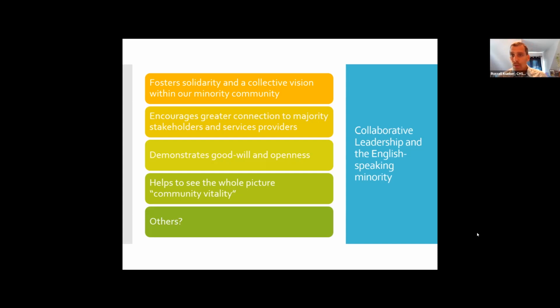So I wrote out a few. These are things that, when I'm working with the networks, we often hear, some of the responses. So it's kind of based on personal experiences and some of the practices out in the field. So first of all, collaborative leadership fosters solidarity and a collective vision within our community.